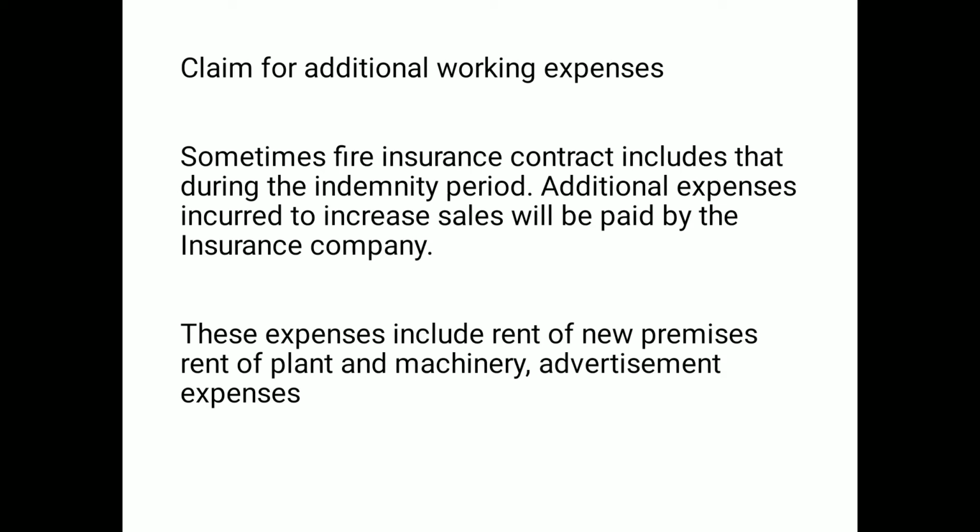Claim for additional working expenses. Sometimes a fire insurance contract includes that during the indemnity period, additional expenses incurred to increase sales will be paid by the insurance company.